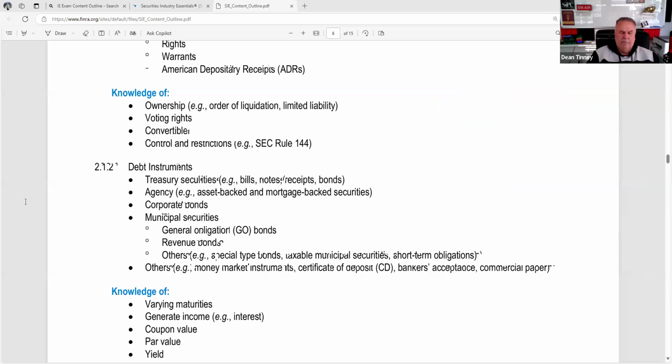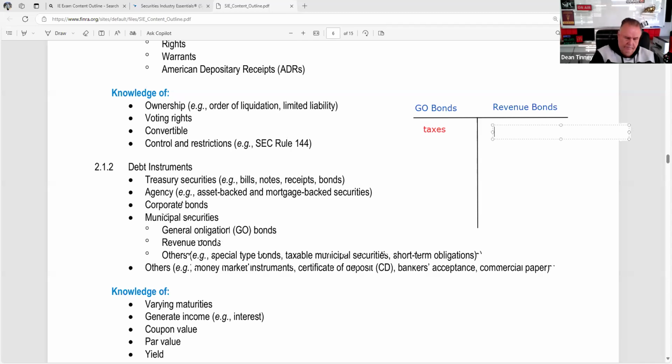And now it's time to talk about municipal bonds. And you have two types of municipal bonds. Two types. We have general obligation bonds, GO bonds, and we have revenue bonds. And one of the biggest distinctions between GO bonds and revenue bonds is that GO bonds are backed by taxes and revenue bonds are backed by user fees.